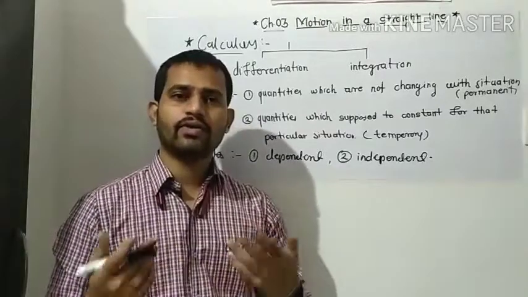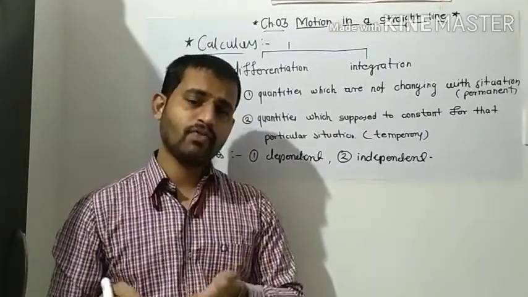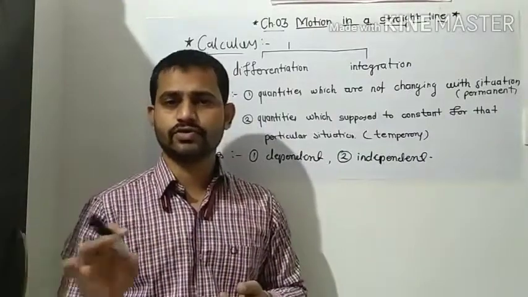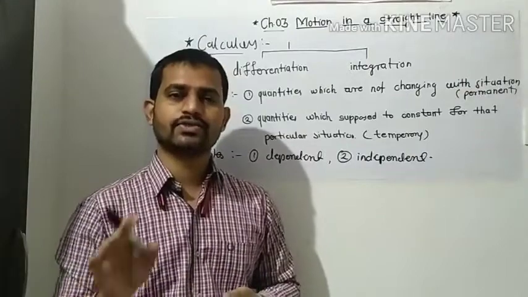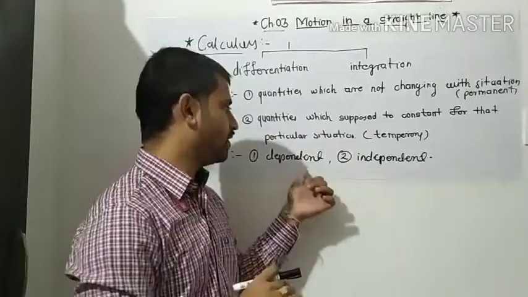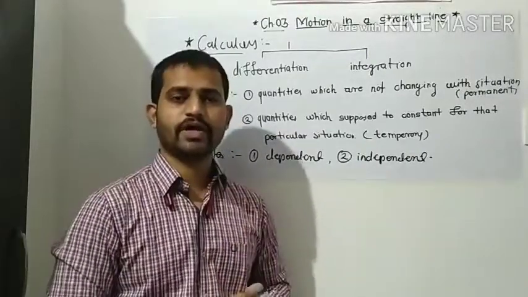Whether we want it or not, the time always goes on. So when there is a change in position, there is always a change in time. So time is the independent variable and the position is the dependent variable.